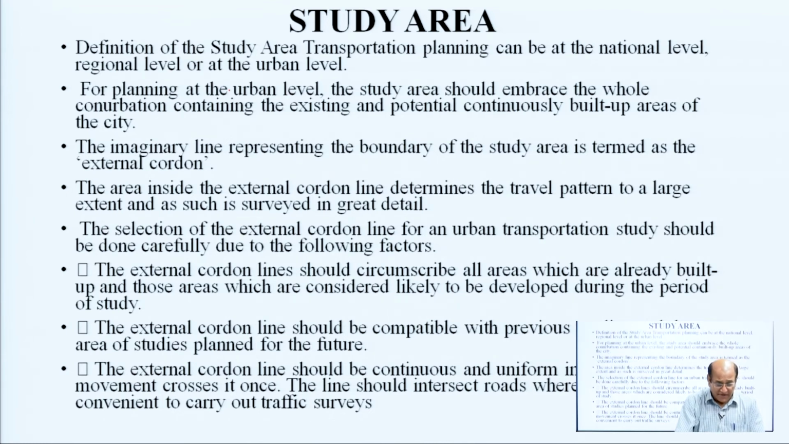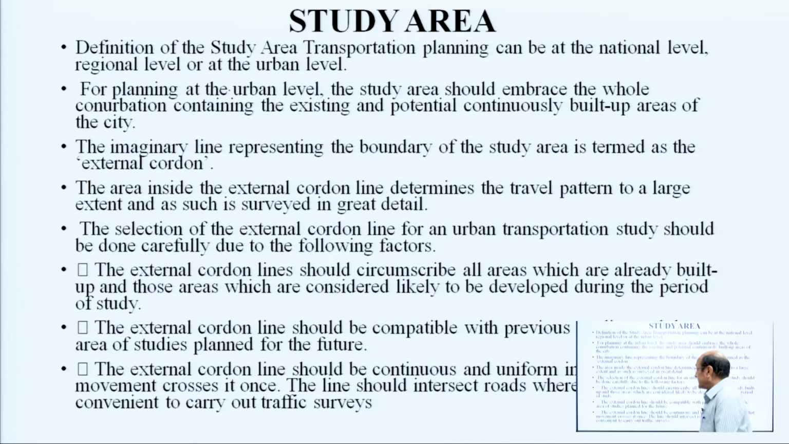The imaginary line representing the boundary of the study area is termed the external cordon. The area inside the external cordon line determines the travel pattern to a large extent, and as such the survey is done in great detail. The selection of the external cordon line for the urban transportation study should be done carefully due to the following factors.